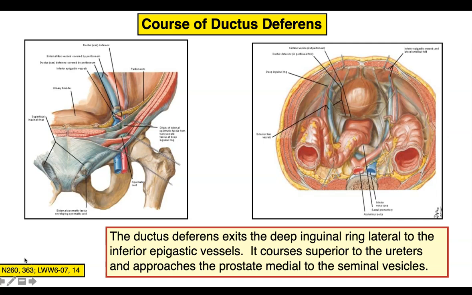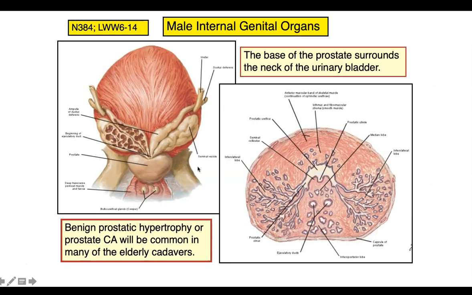Hi everyone, let's start the second part of my second lecture of the pelvis. So in this part I will talk about the male internal genital organs. Male internal genital organs include the prostate, the two seminal glands, ductus deferens, and also bulbourethral glands. Those are small glands, also part of the male internal genital organs.